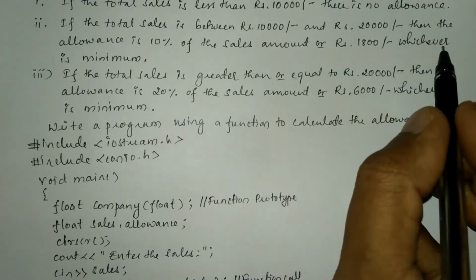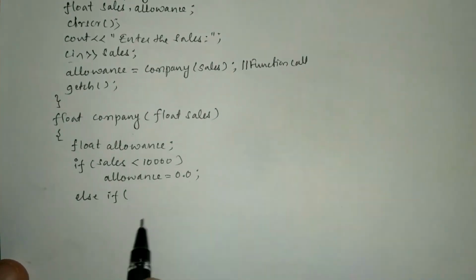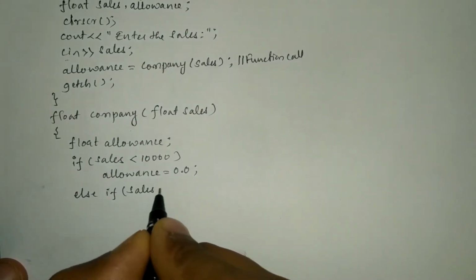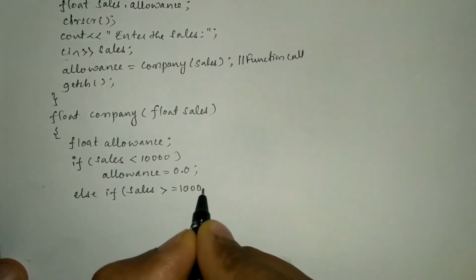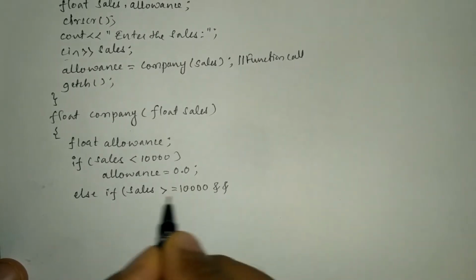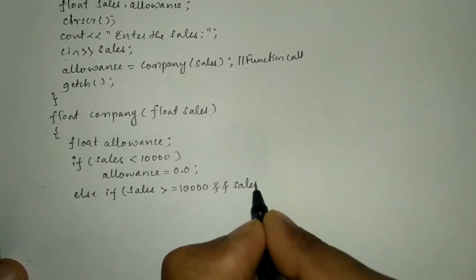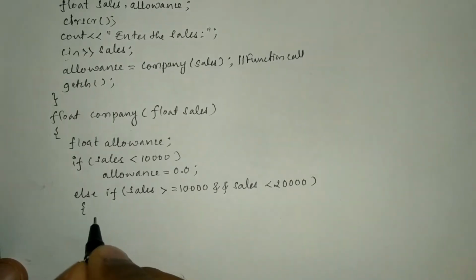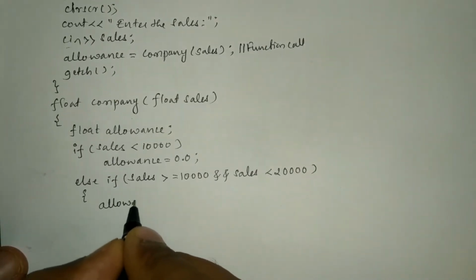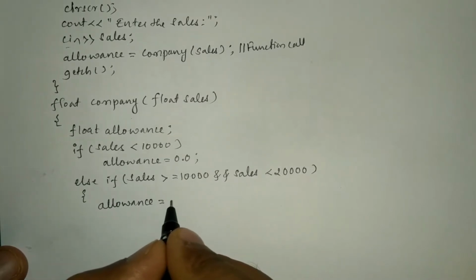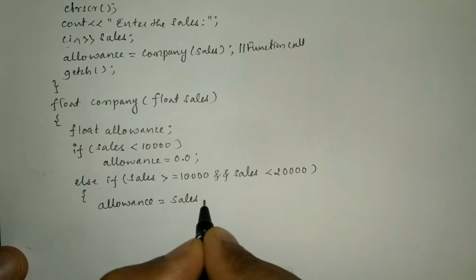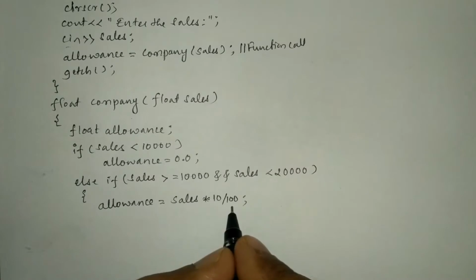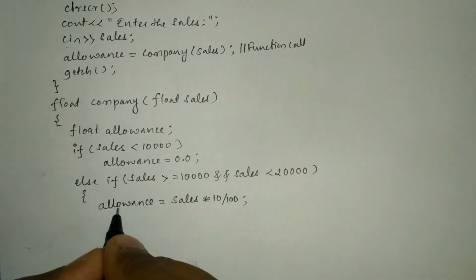So that's the reason they have given whichever is minimum, right? Yes. So next condition is else if. We are going to check two conditions: sales is greater than or equal to 10,000, and we'll use the logical operator, and sales is less than 20,000. If this is true, then allowance is equated with 10% of sales. So here I'm going to write sales into 10 divided by 100 and put semicolon. So that is 10% of sales is equated to allowance.